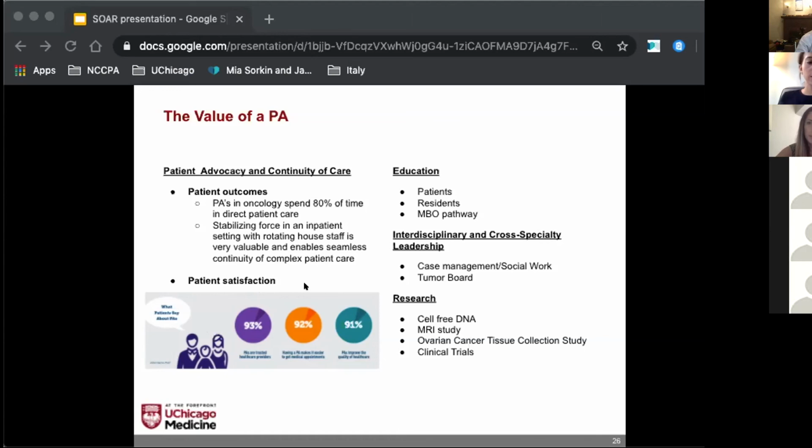Again, in the interest of time, I'll just gloss over. The ovarian cancer tissue study is a part of Dr. Lengel's lab at University of Chicago, which is aimed at helping to basically genome the entire female reproductive system in the interest of learning more about ovarian cancer and how to find new novel targeted treatments. So I'm a part of the recruitment and data collection process for that.